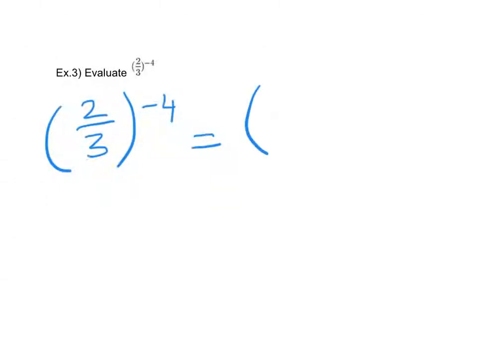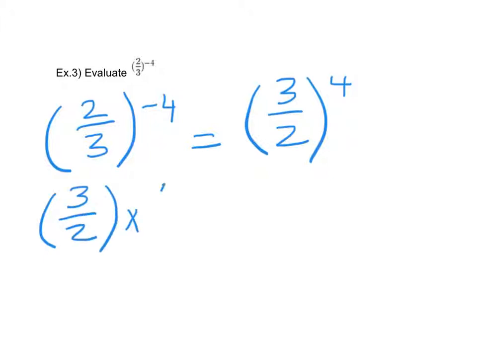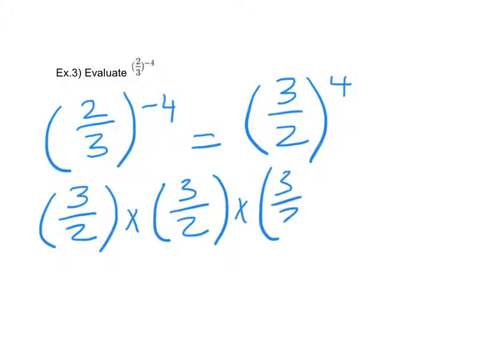So, again, we have 2 over 3 to the minus 4. So what does the minus do? The minus flips it upside down. So 2 over 3 is going to become 3 over 2. Okay? The minus is gone now because we flipped it and we just have to the power 4. What does that mean? 3 over 2 times 3 over 2 times 3 over 2 times 3 over 2.